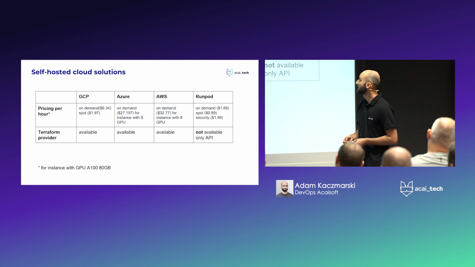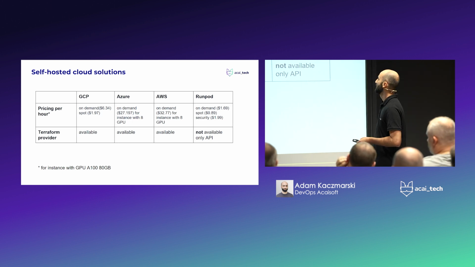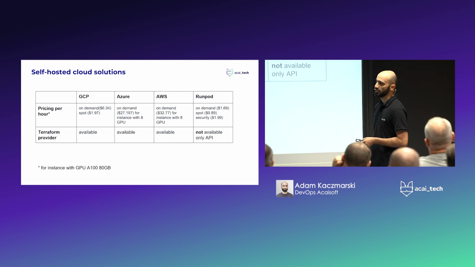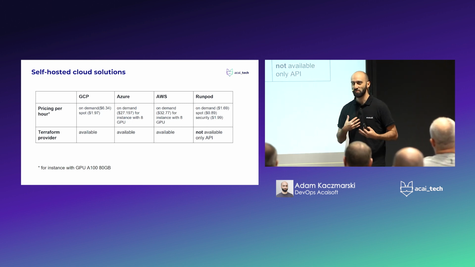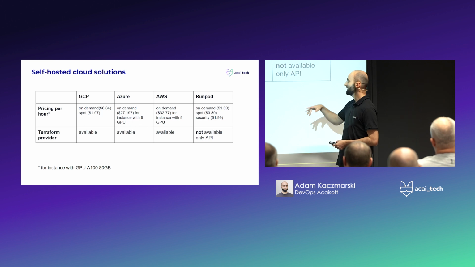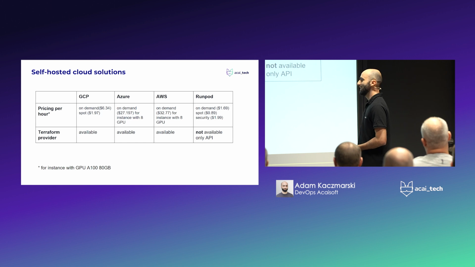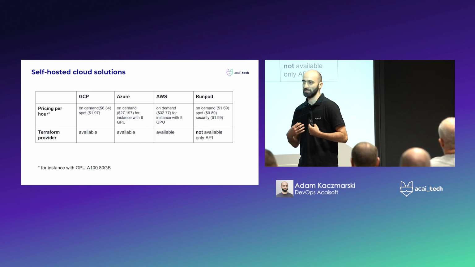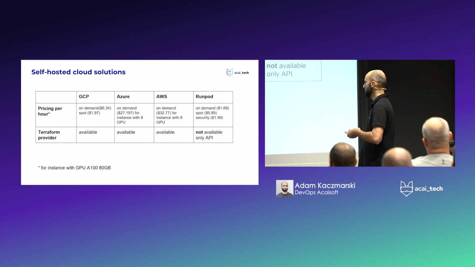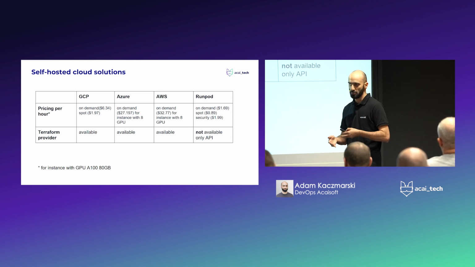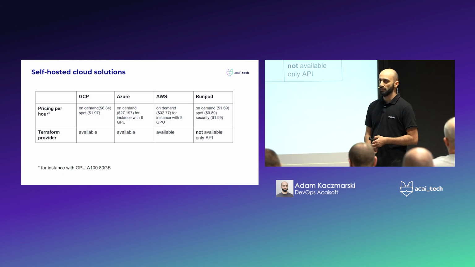And the last one, Runpod Cloud, on demand is only $1.69. But there is one issue from my standpoint: a Terraform provider is not available here, and it hurts for a DevOps engineer like me. But of course there is an API, so we can create our custom pipelines and still keep this infrastructure as code.